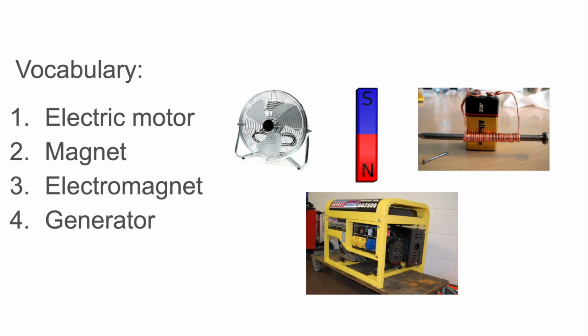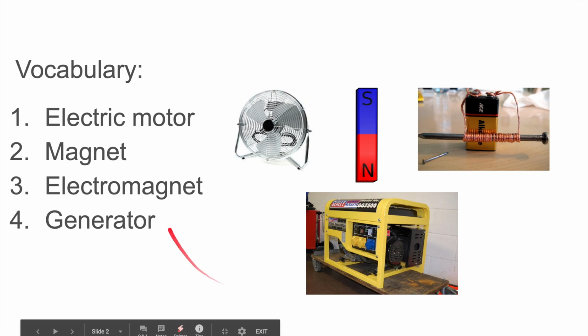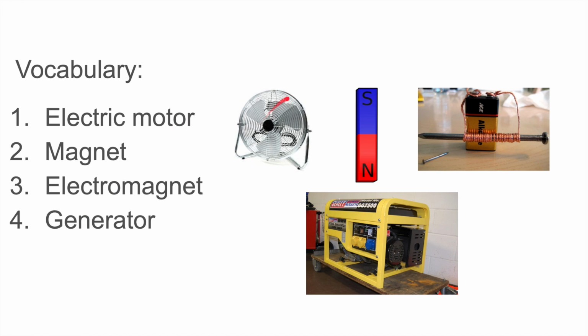All right, so the vocabulary for this week is electric motor, magnet, electromagnet, and generator. So a fan would incorporate an electric motor. Of course, this is a magnet, this is an electromagnet, and this is a generator. We'll talk about those 4 things as we go.